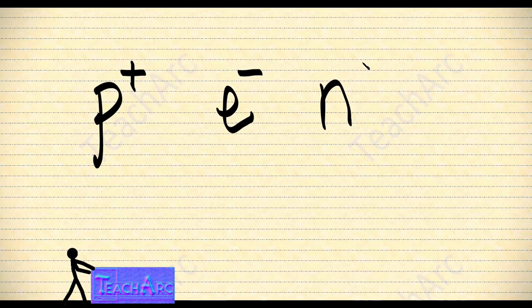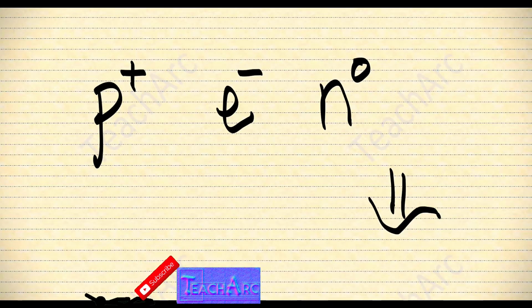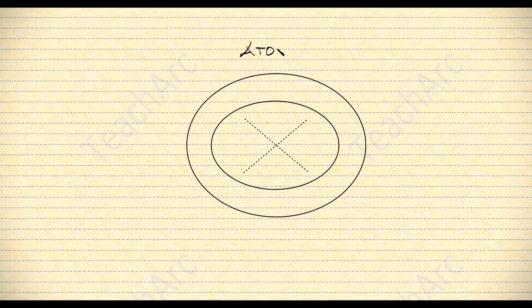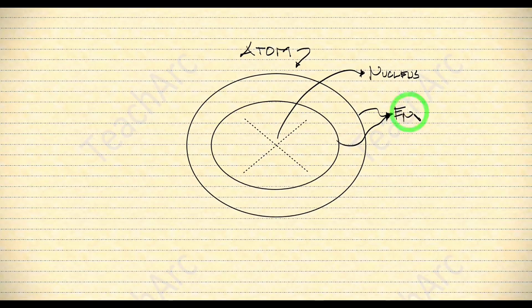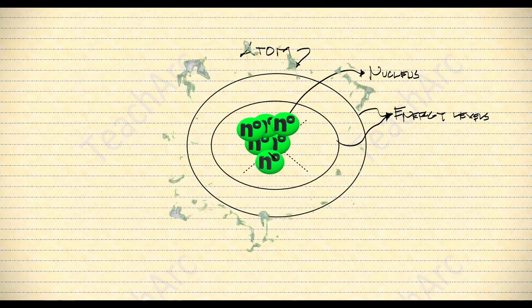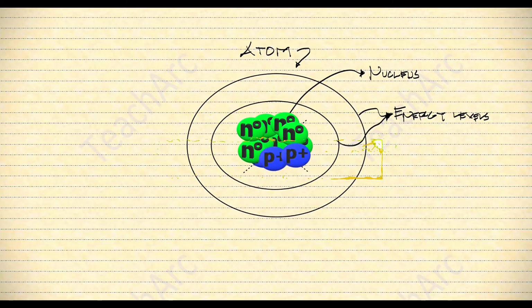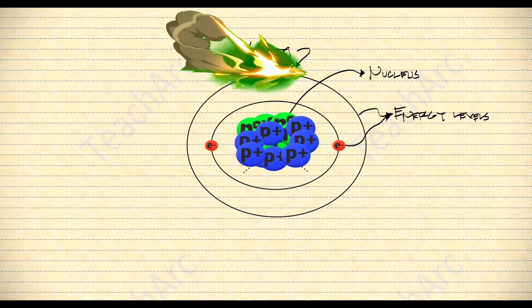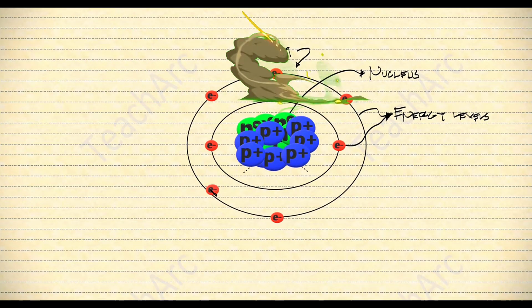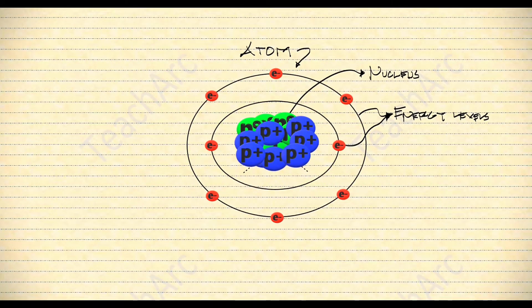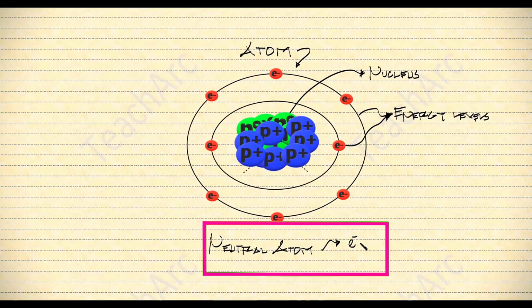Let's learn how to compute for the number of electrons, protons, and neutrons in an atom. The center of the atom, called nucleus, contains neutrons and protons. Randomly moving around the nucleus in the energy levels are the electrons. Right now, we have a neutral atom since the number of electrons and protons are the same.